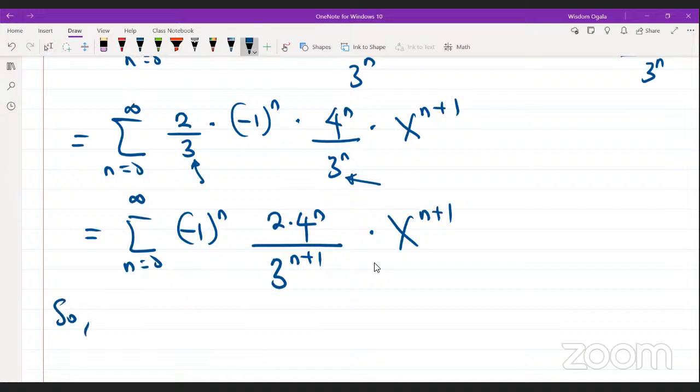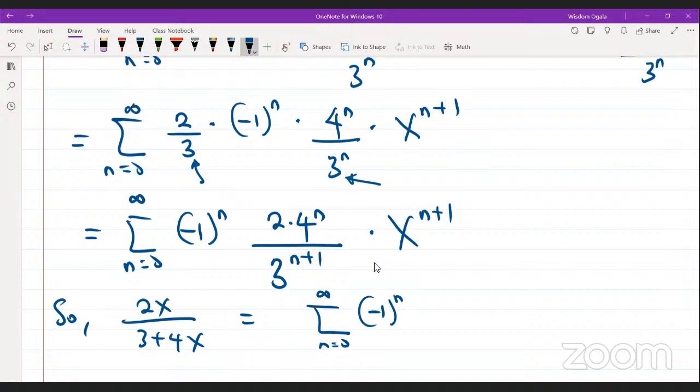So 2x over 3 plus 4x is the same thing as negative 1 to the power of n, 2 times 4 to the power of n, over 3 to the power of n plus 1, times x to the n plus 1. So you see, this is all about simplifying, trying to split things out, trying to merge things where possible, and making sure they look nice in the end.